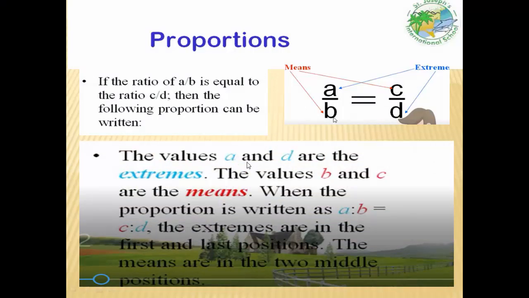The values A and D are the extremes, and C and B are the means. When the proportion is written as A to B, meaning if we write the fractions like ratios, A to B equals C to D, then the extremes are in the first and last positions. The means are in the two middle positions.